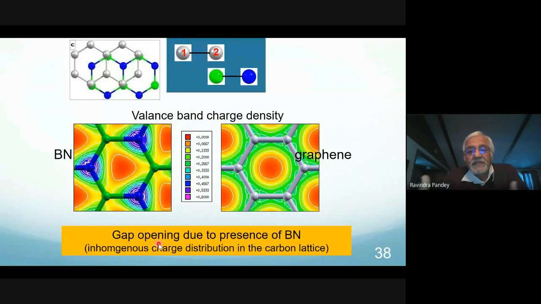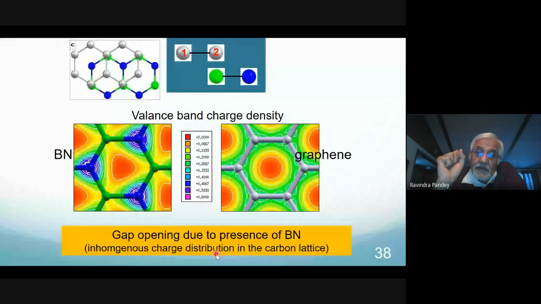So first, let's look at what has happened. On the left, we have the so-called valence band charge density, which we can plot. Look at the boron nitride. As you know, boron nitride is a semi-ionic material because there is charge transfer from boron to nitrogen. And you have nicely well-defined localized nitrogen electronic orbitals or states, compared to graphene, where you can see a homogeneous distribution. So what is coming out is that in the graphene boron nitride bilayer system, the gap opening definitely occurs because of the boron nitride, because it induces an inhomogeneous charge distribution. That's a key thing in opening the band gap.